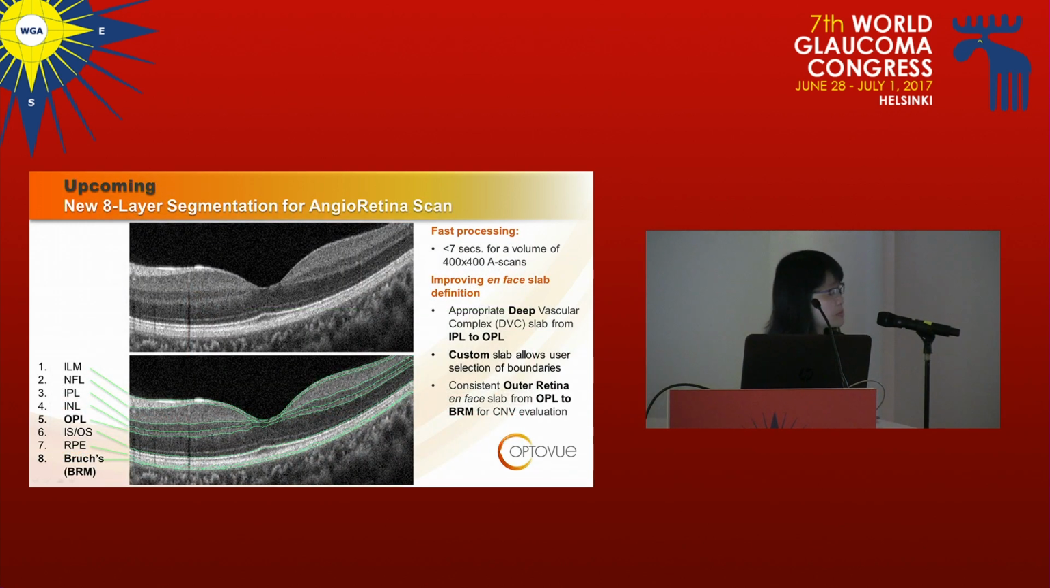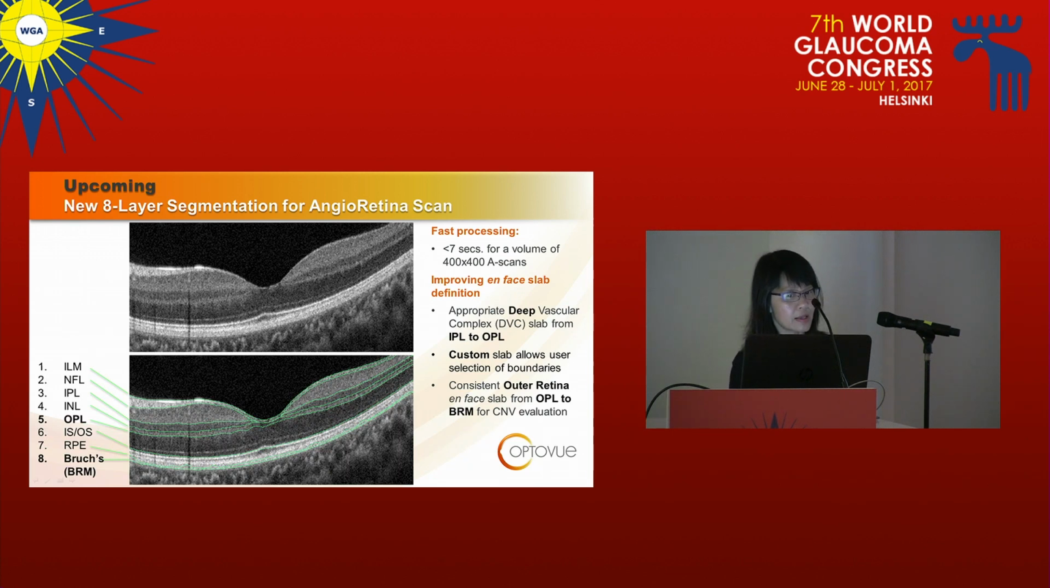So we also developed a new 8-layer retina segmentation. The main reason is that we needed more boundaries to better define the en face slabs for OCTA image interpretation and quantification, particularly the outer plexiform layer and the Bruch's membrane layer, which previously did not exist in our software. And the processing time is pretty fast. It's less than 7 seconds for the high density volume.